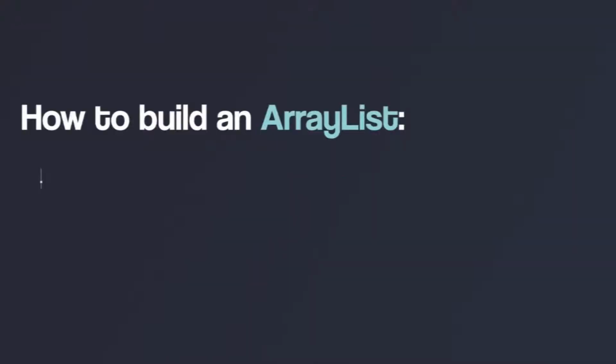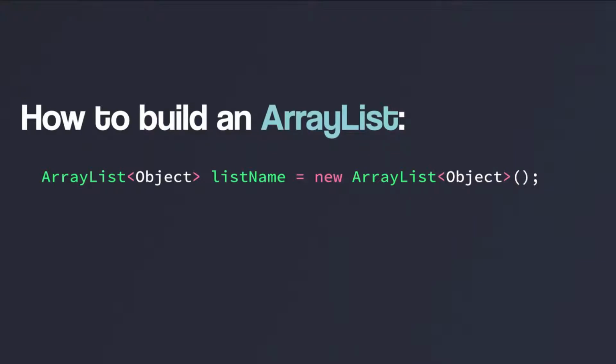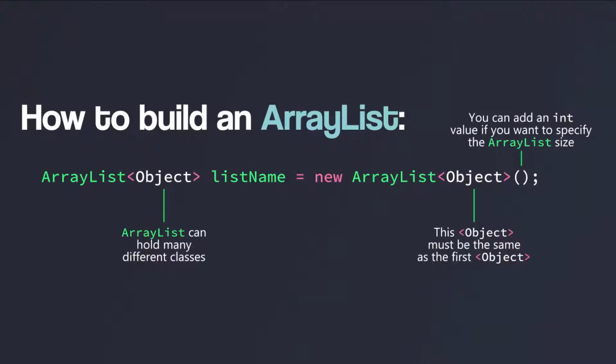So how do we build an array list? We state the class name, which in this case is ArrayList, then state the type of object we want the ArrayList to store, then the name, then new ArrayList with the same type of object inside the carets as before, then the constructor parentheses. If you want the ArrayList to have a specific length, you can insert an int value inside the constructor parentheses.